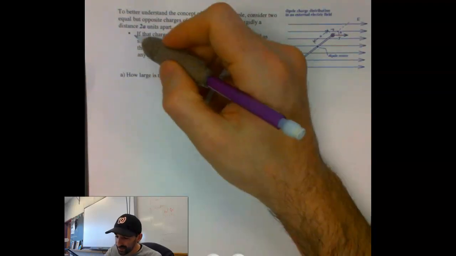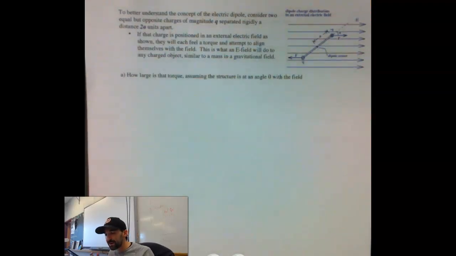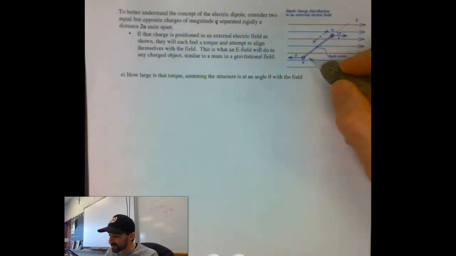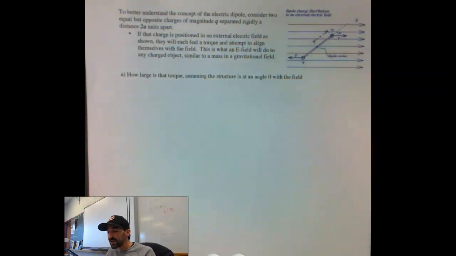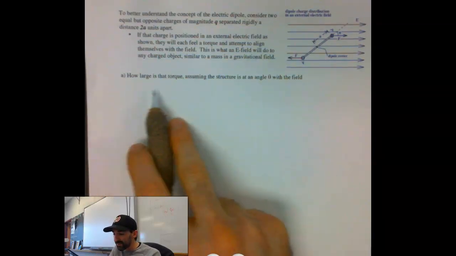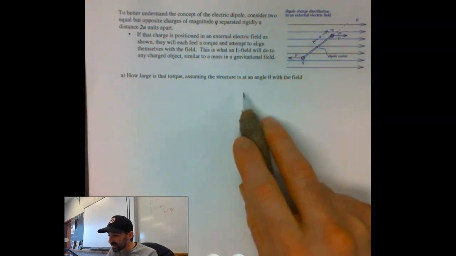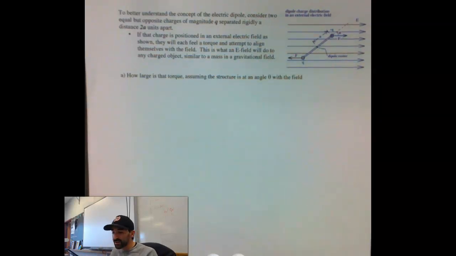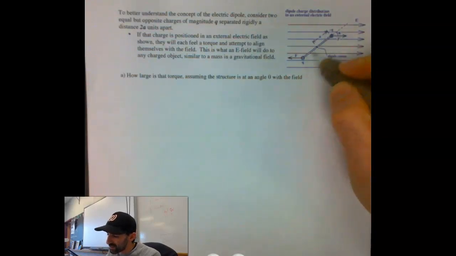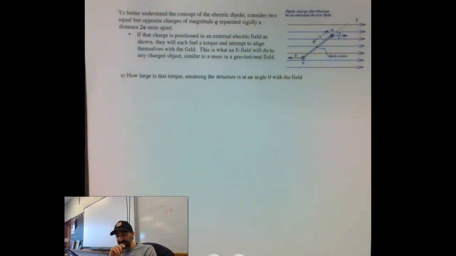And I gave this little blurb about a charge's position in an external electric field. That electric field is going to cause some kind of force on these electric charges, very similar to what masses do in a gravitational field. So again, we're leaning on a whole bunch of stuff we know and trying to apply it to a harder concept. We're looking for how large a torque is, assuming that the structure is at an angle theta with the electric field. Also, we're going to assume that these two charges are separated by some fixed distance.